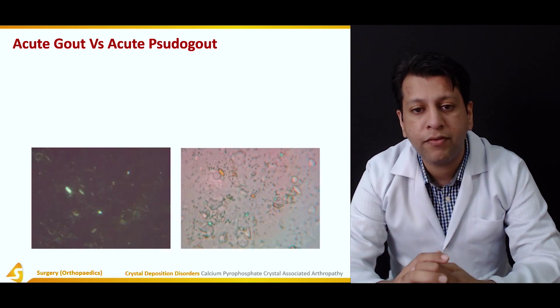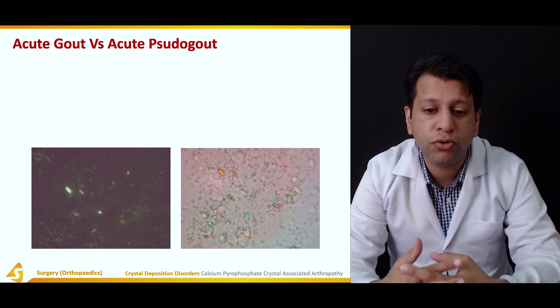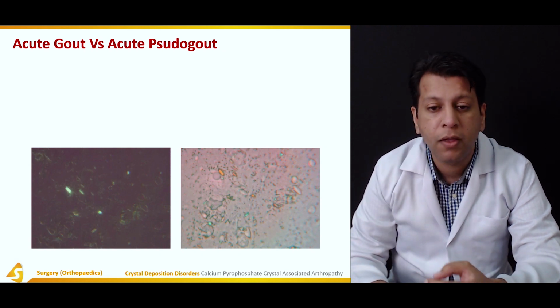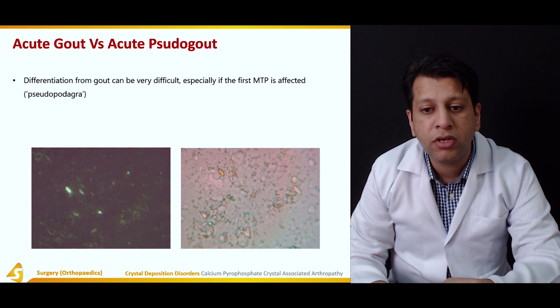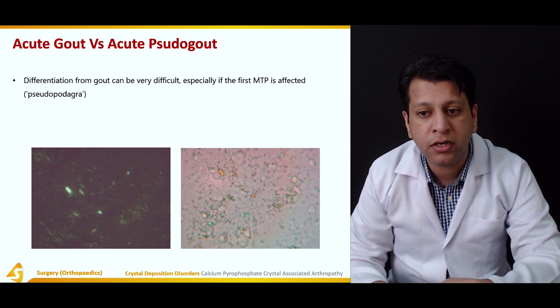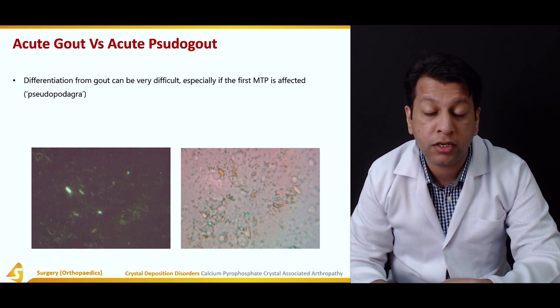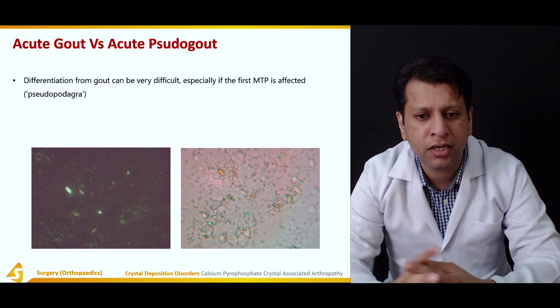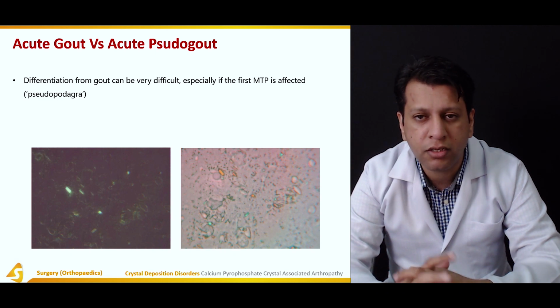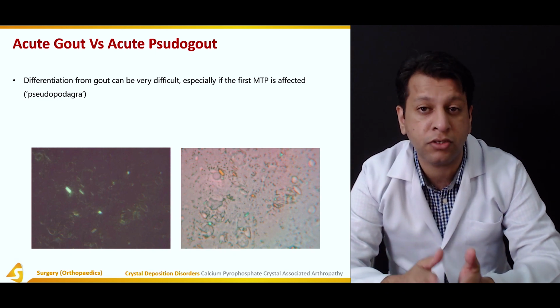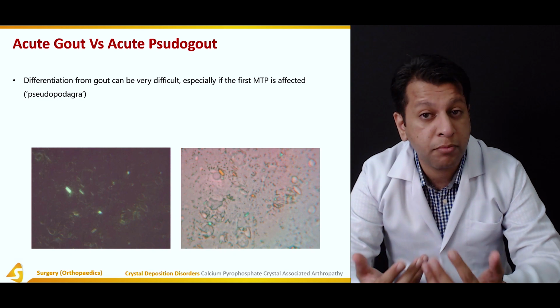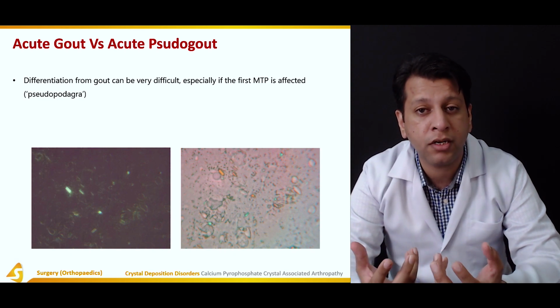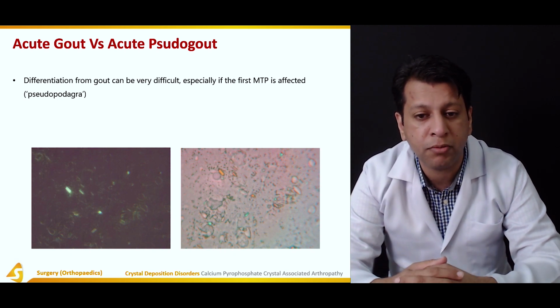So what are the differences between acute gout and acute pseudogout? Differentiation from gout can be very difficult, especially if the first metatarsophalangeal joint, or pseudopodagra, is involved. If a patient aged 80 plus comes to you with swelling of the first metatarsal, it is highly likely that the patient has gout. But still, the patient could be having inflammation or swelling due to calcium pyrophosphate deposition.